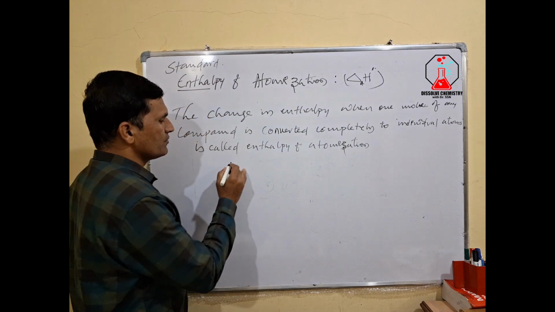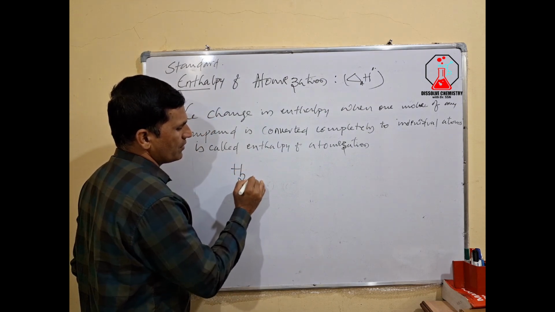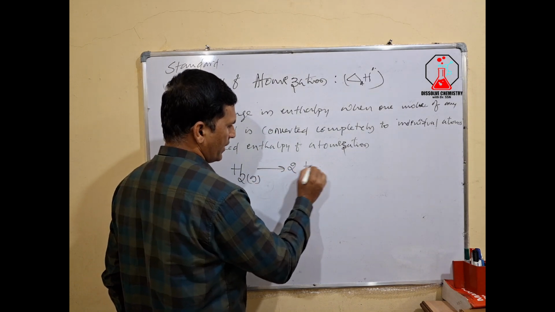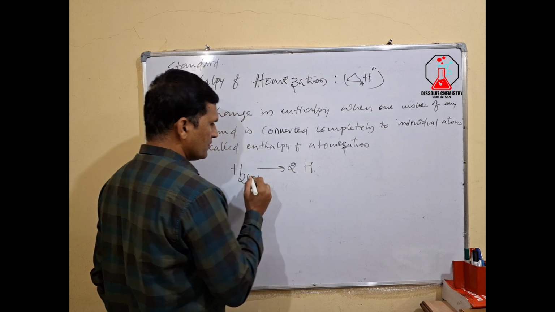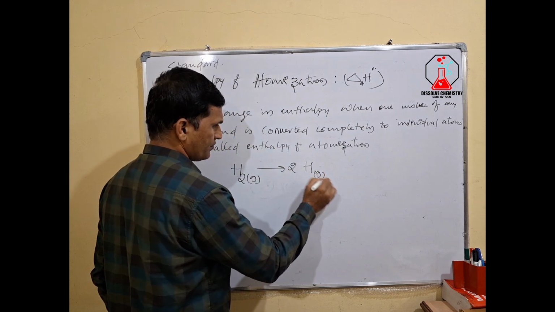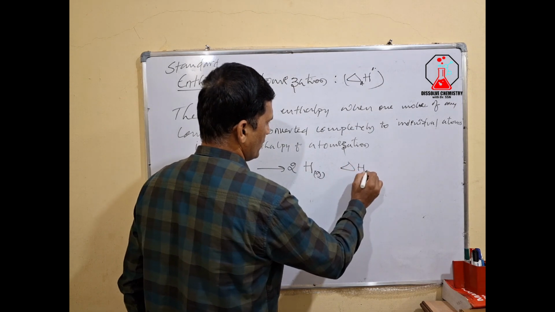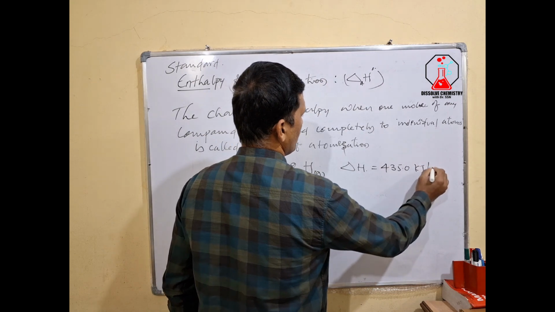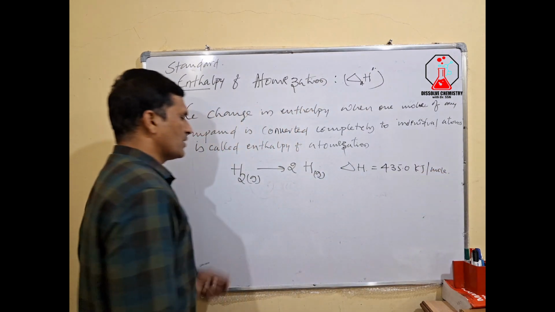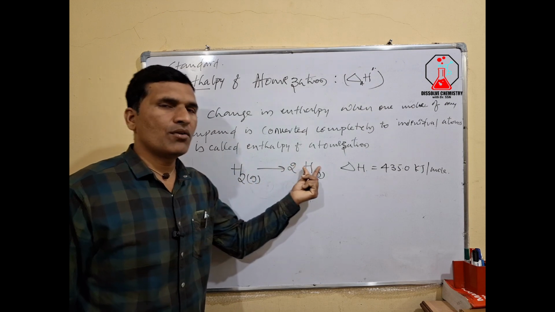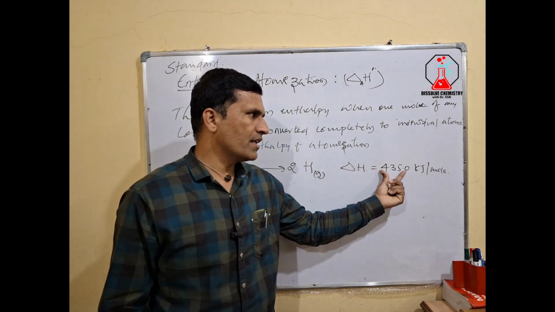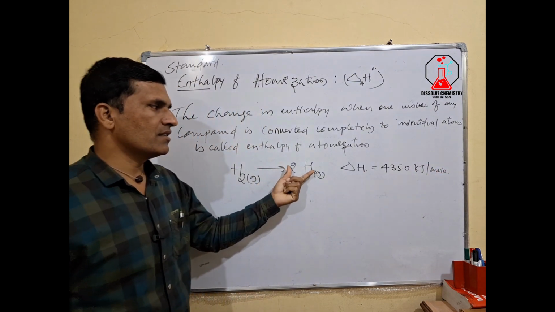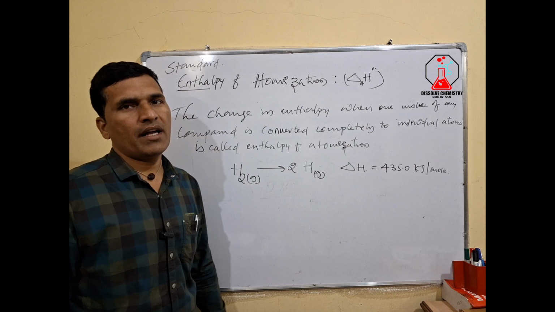We will take an example. Say there is a hydrogen molecule. If you want to convert that into hydrogen atoms, the change in enthalpy is equal to 435.0 kilojoules per mole. This means to convert a dihydrogen molecule into hydrogen atoms, we need 435.0 kilojoules per mole. This much energy is required to get the individual atoms.